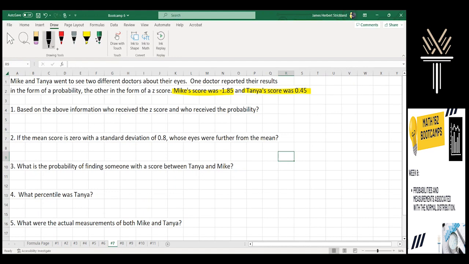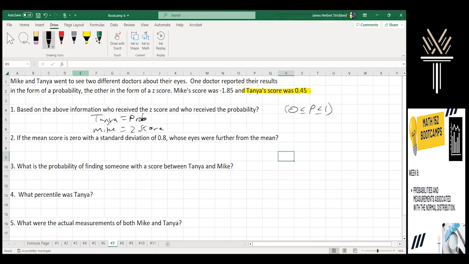So a quick refresher, we know that probabilities are always going to be between 0 and 1. And so looking at the two values, we see that one of them would be a problem if it's a probability. Namely, that one doesn't make sense. We cannot have a negative probability based off how we define probability. And so that means that if one of them has to be a z-score and the other one has to be a probability, then Tanya must be the probability and Mike must be the z-score.